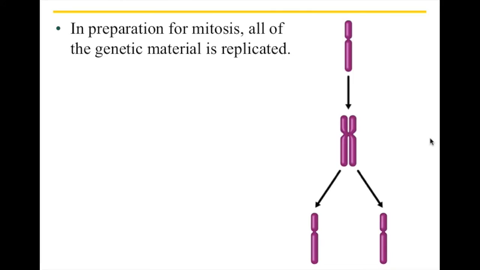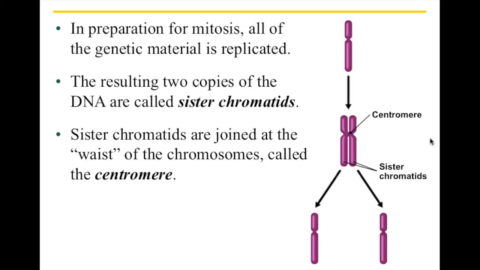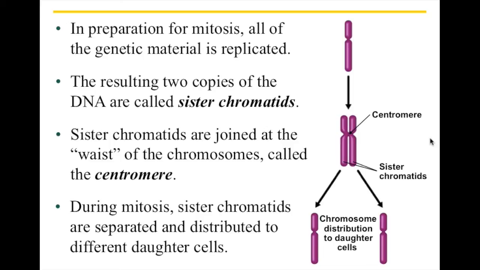Now, in order for us to move this into mitosis, we're going to have to make sure, as I mentioned, that the genetic material is replicated. And if you do this properly, then you're going to end up with 2 copies of the DNA. This, of course, happens during the S phase of the cell cycle. And these 2 copies are then called sister chromatids. The sister chromatids are joined at the waist of the chromosome, and that is what we saw in the previous slide as the centromere. So that's the waist of the chromosome. And then during mitosis, the sister chromatids are separated, moved apart, and distributed to different daughter cells.